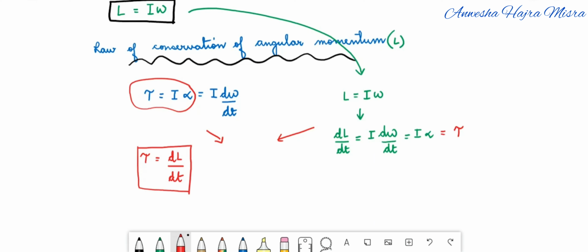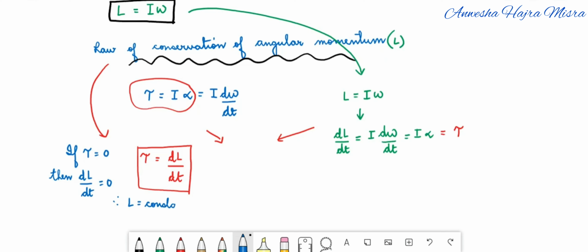And the law of conservation of angular momentum tells us that if torque acting on the body is zero, then dL by dt is zero. In that case, angular momentum will remain constant. And what is angular momentum? I omega. So from here, what can we say in this case? Product of I and omega will remain constant.